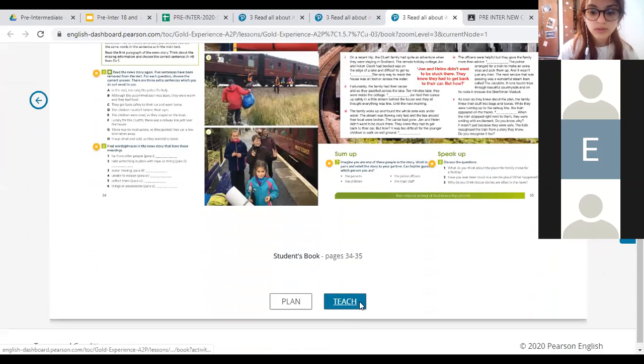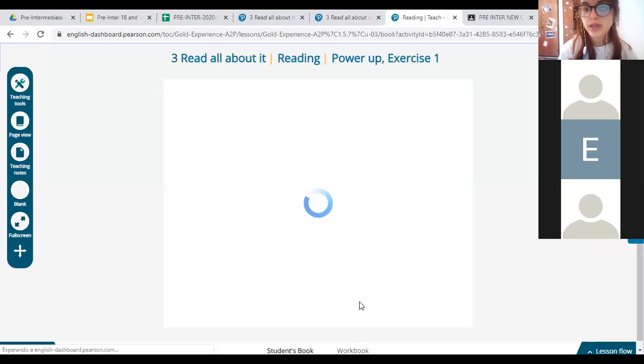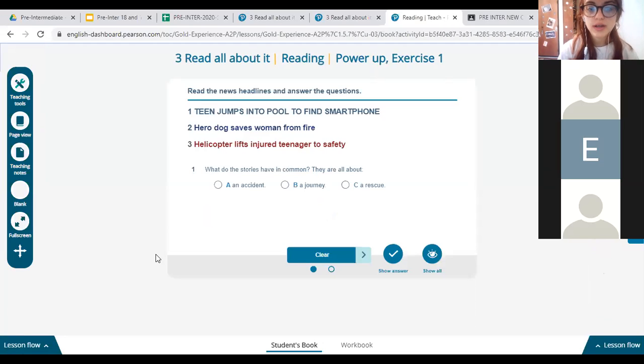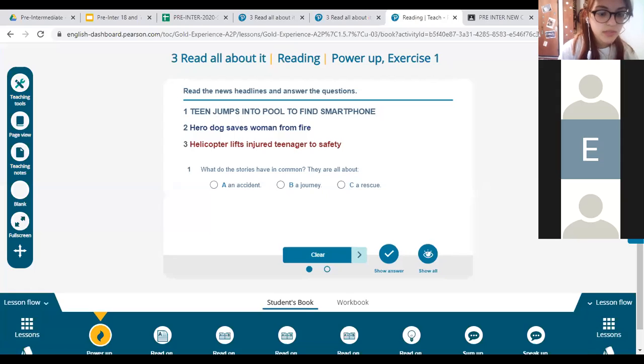So, we're going to start with, well, no, we're going to skip this one. Here we have three headlines. What are headlines?